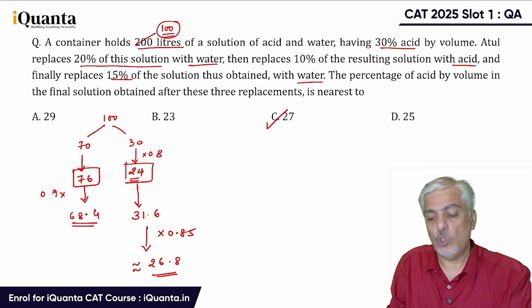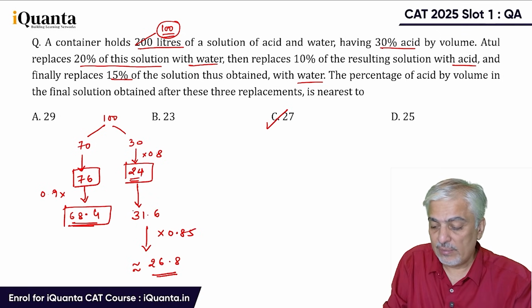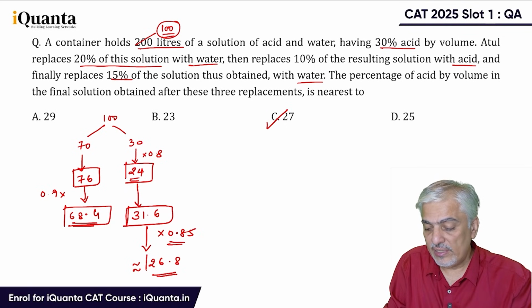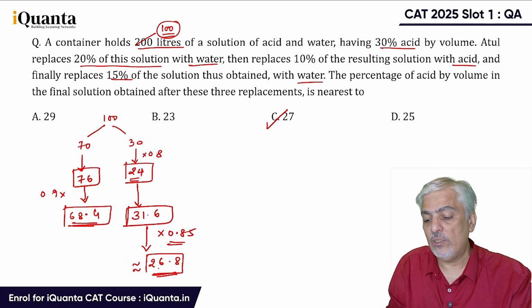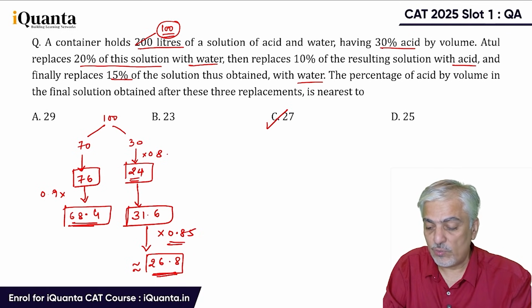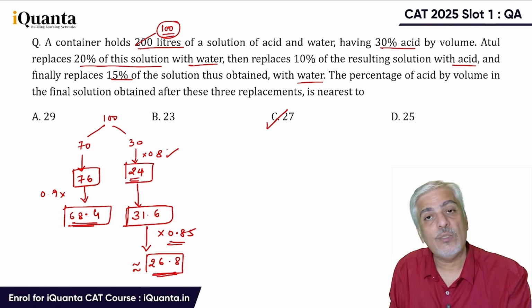100 minus over here, whatever water is left off, remaining will be acid. And last time I don't even have to calculate, into 0.85. So let's understand why into 0.8, 0.9 and 0.85. Here we are removing 20%. So we are left with 80%. That is why into 0.8.